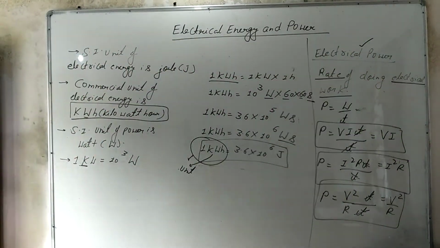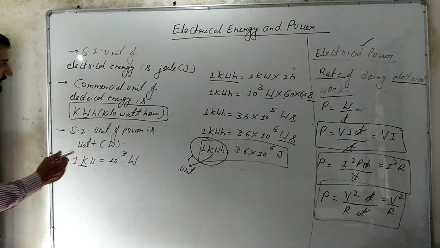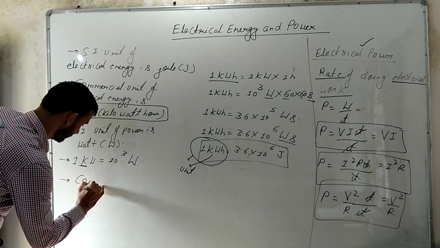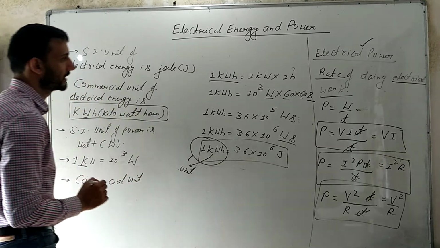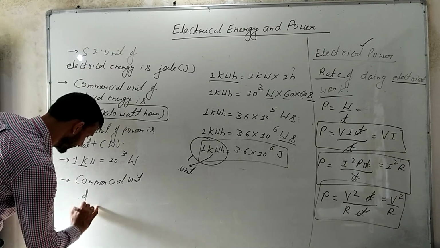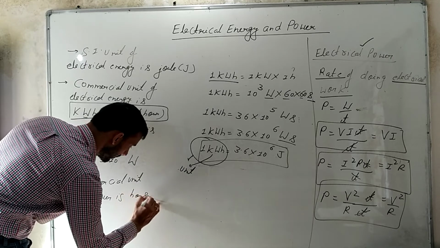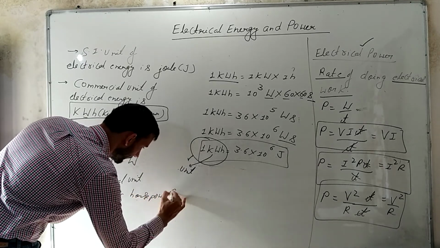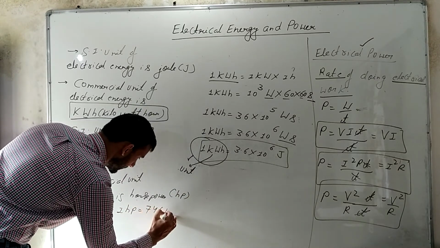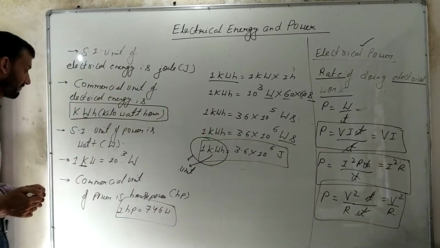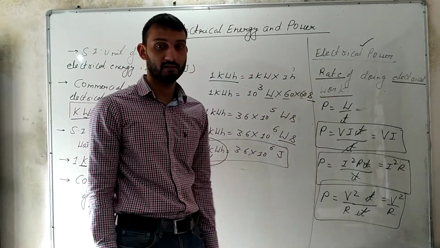So this was all about electrical energy and power. You should be clear about the commercial unit of this. And one more thing, the commercial unit of power. Although we have done it in chapter number 2, the commercial unit of power is horsepower. We write it as HP. 1 HP is equals to 746 watt. You should remember this also. But the important thing is this one, and the important thing is the formula of the power. Alright, thank you.